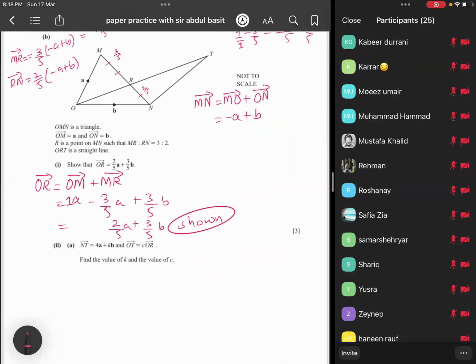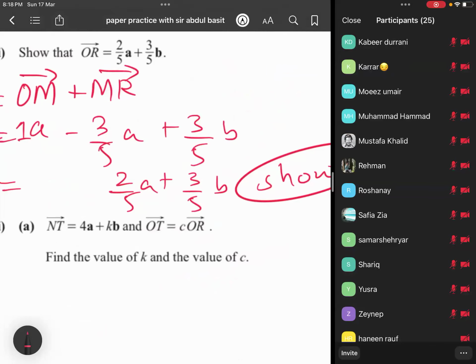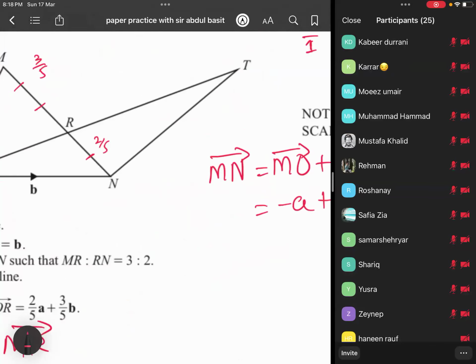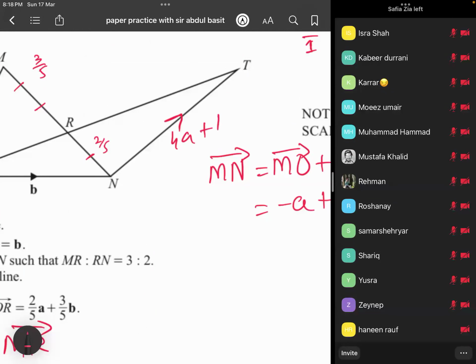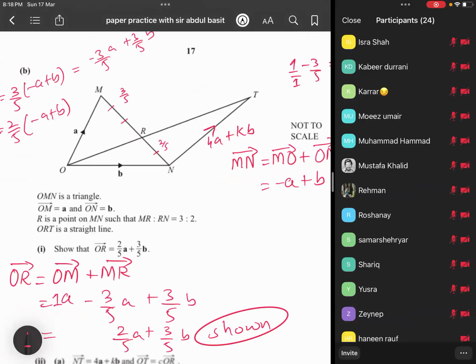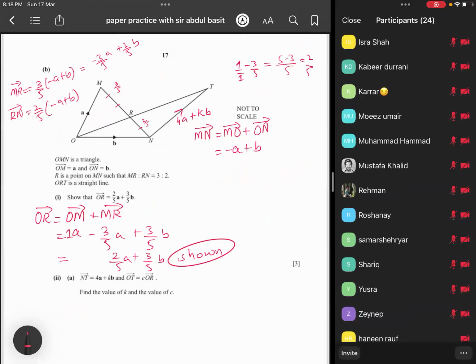Okay, now let's find out NT. They say that NT is given as 4a plus kb. Okay, NT is 4a plus kb. We don't know what k is. And OT is equal to c times OR. Okay, we need to understand this thing as well. Find the value of c and k. Okay, let's study this in very detail now.